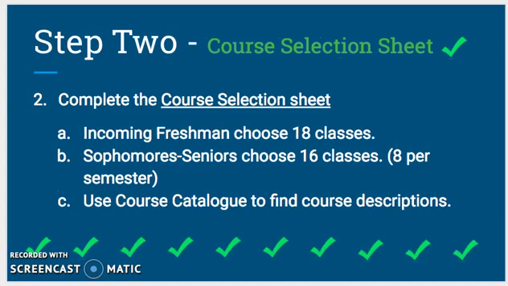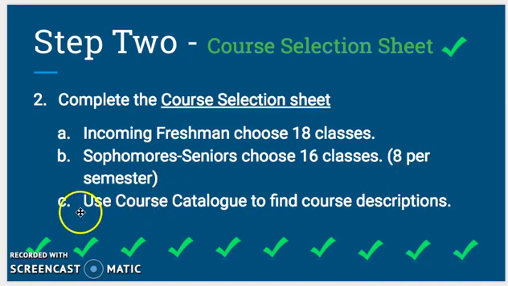Step 2, you are going to receive a course selection sheet. So this is the paper version of picking classes. If you are an incoming freshman, so you'll be in 9th grade next year, you will choose 18 classes, so you'll have 18 check marks. And then if you will be in 10th through 12th grade next year, so sophomores through seniors, you will choose 16 classes, 16 check marks. And that number is because you want 8 classes each semester, 8 first semester and 8 second semester.